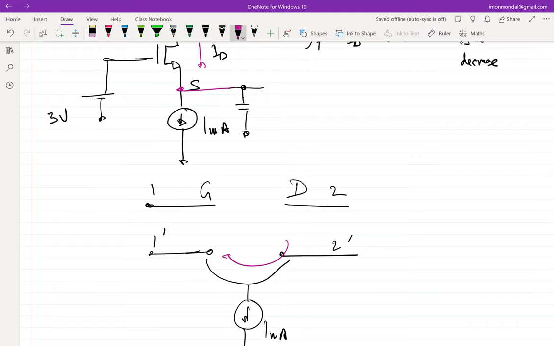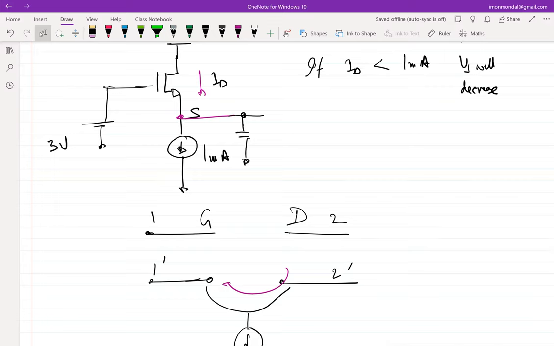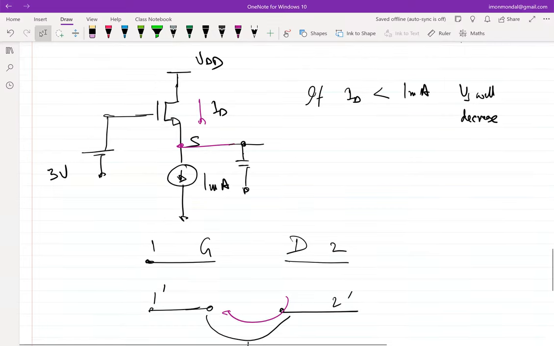It's okay if this part is confusing; you don't have to bother about it right now. When we go into more detailed feedback analysis, we'll come back to this. But you should be able to appreciate that by simply connecting a current source at the source, the transistor gets auto-balanced. You don't have to do anything. VGS increases, ID will increase, and it will increase till it becomes exactly equal to 1 milliamp.